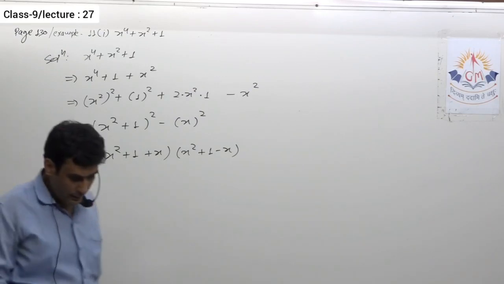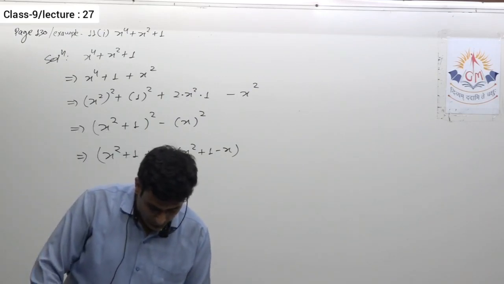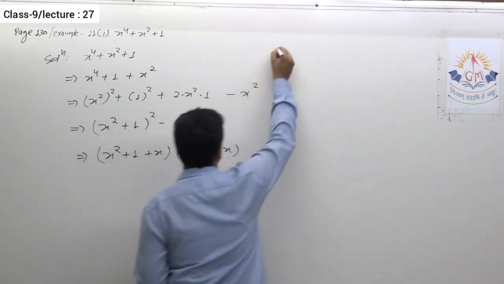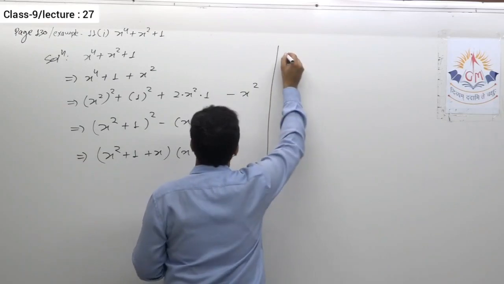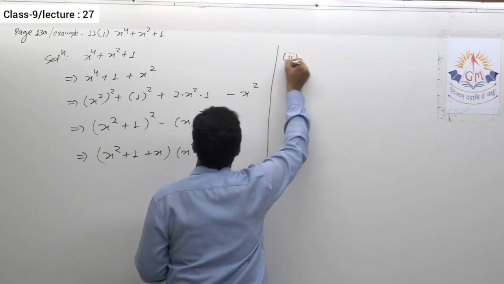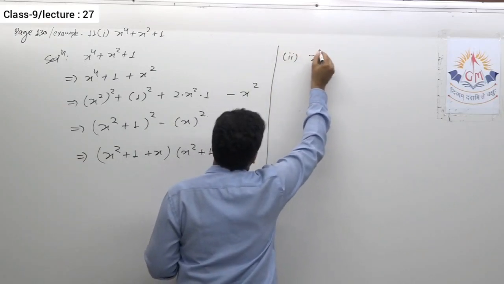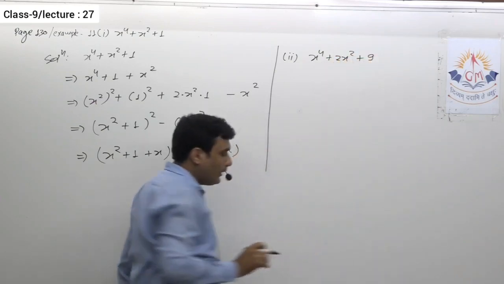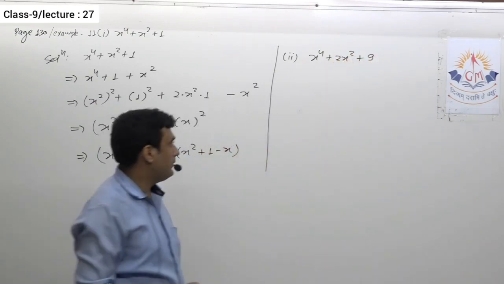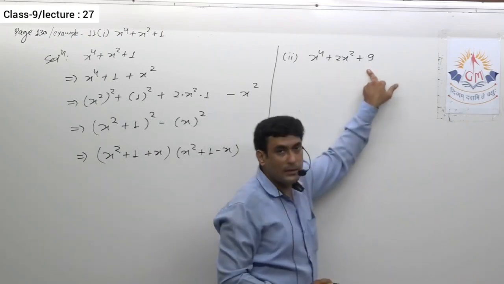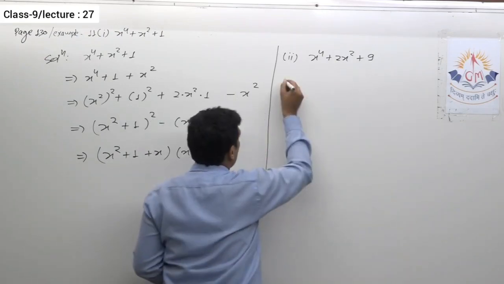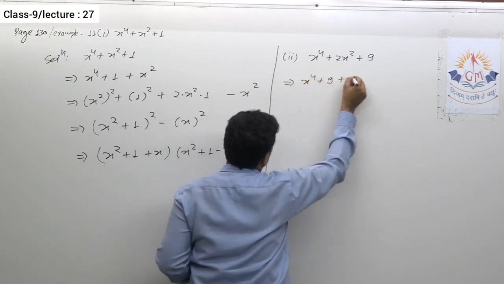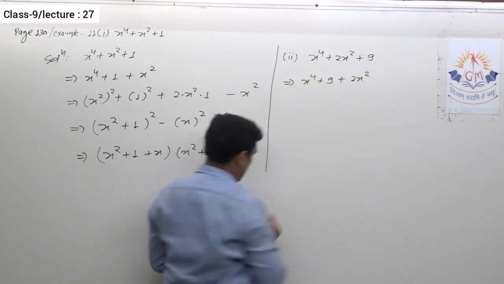Okay, now let us see one more question of a similar type. X raised to 4 plus 2x square plus 9. It is the second one of the 11th. Now over here there are two terms which are complete squares. So the very first thing I write is x raised to 4 plus 9, that means the complete square terms all together.